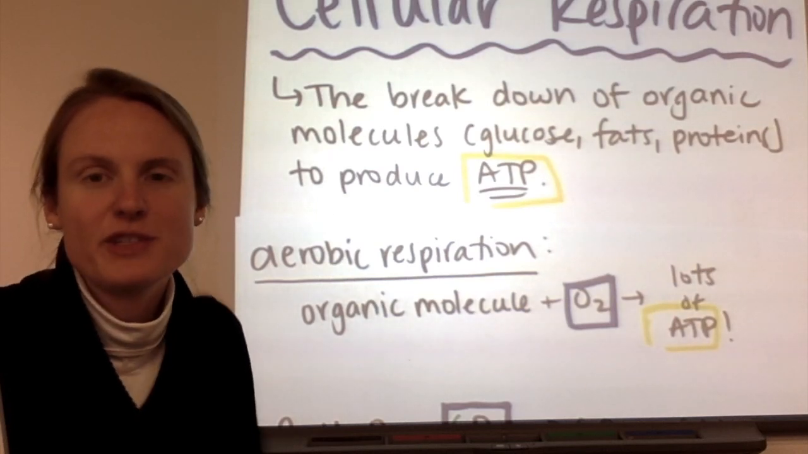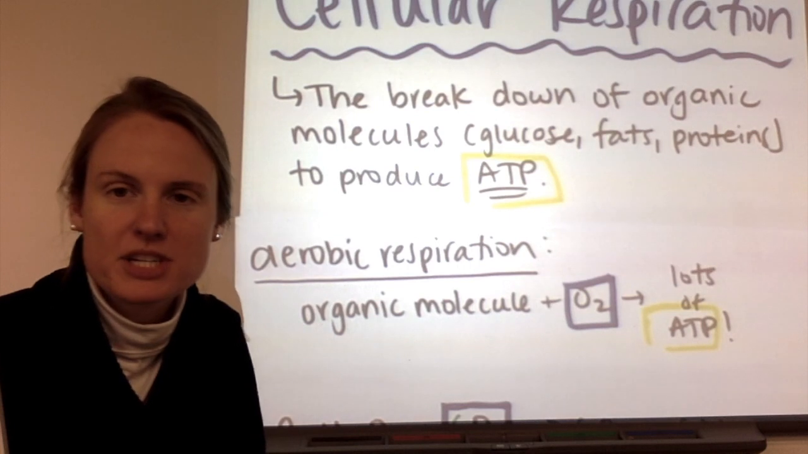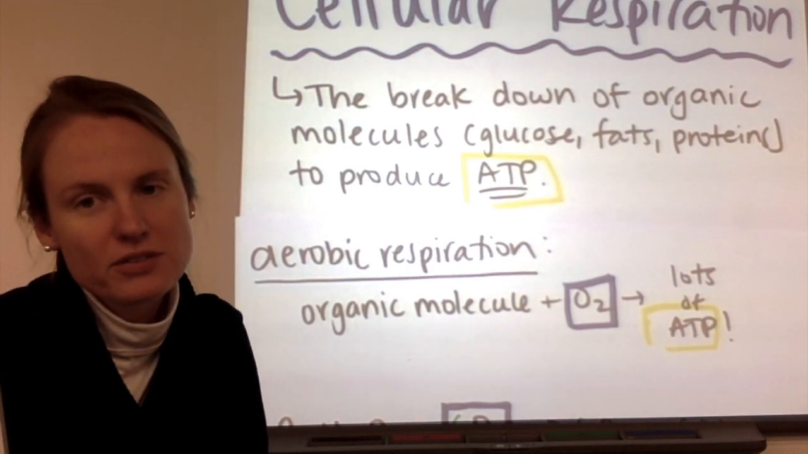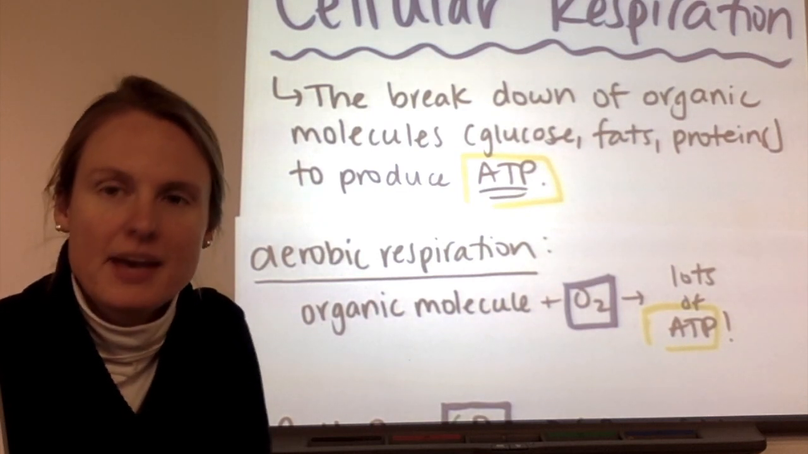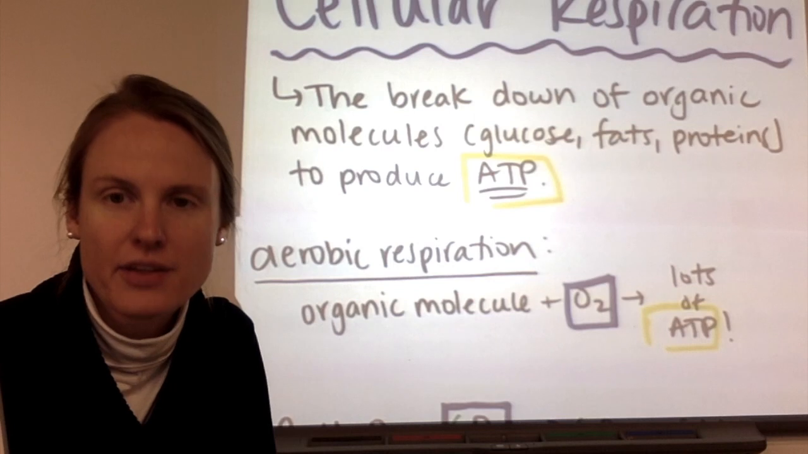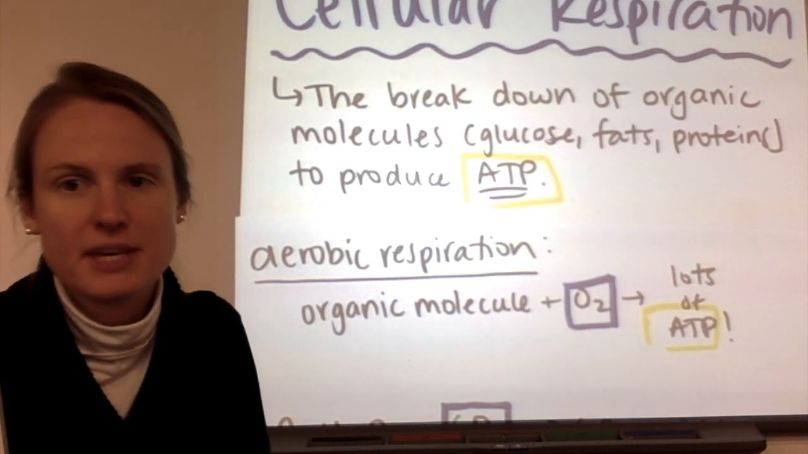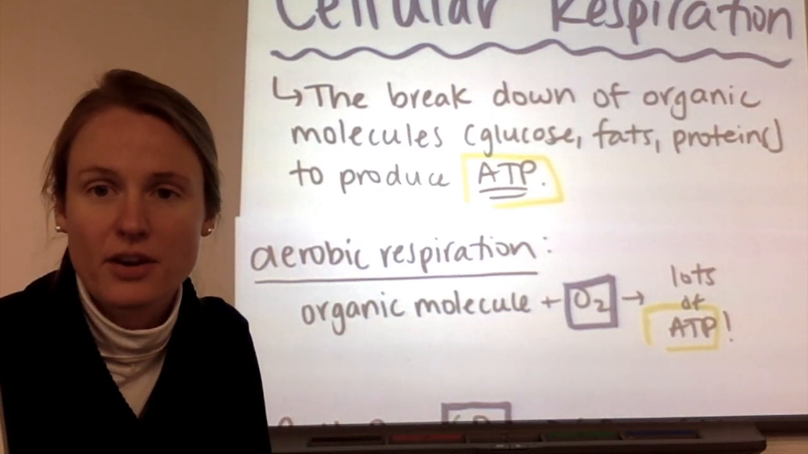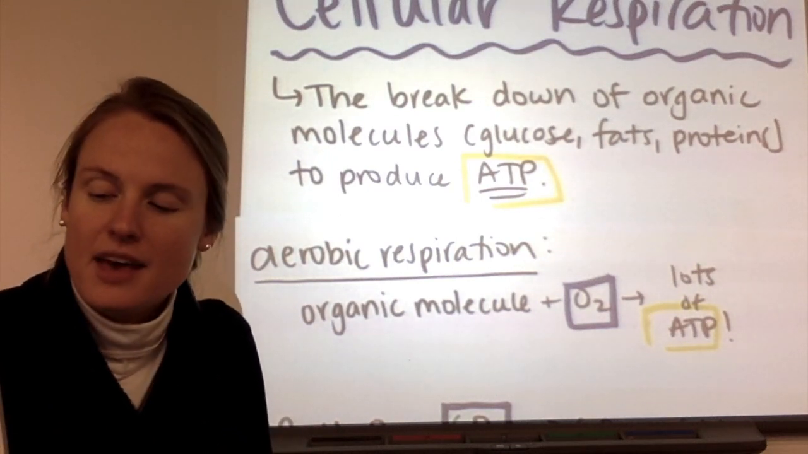Hi everyone, this video is about cellular respiration. As you know, cellular respiration is the breakdown of organic molecules like glucose, fats, and proteins to make ATP. We're going to focus on the pathway for using glucose for cellular respiration, but be aware that fats and proteins can be input at various steps along the way and can also be used to generate ATP.